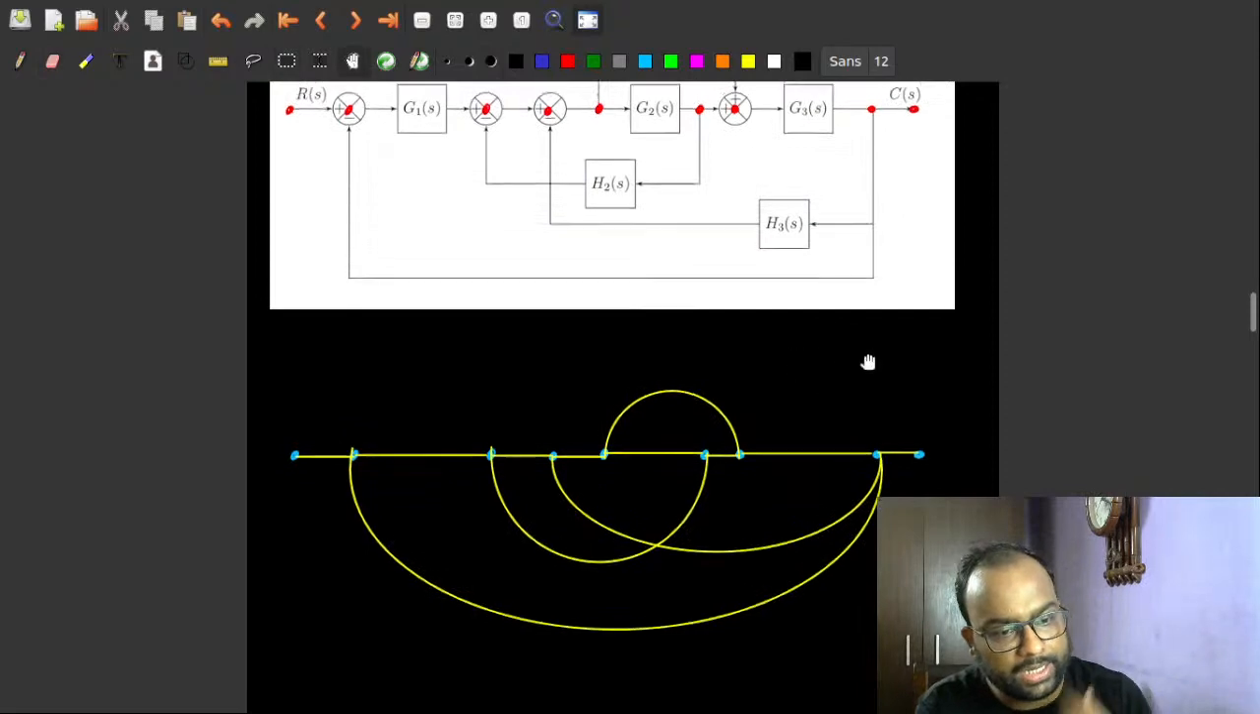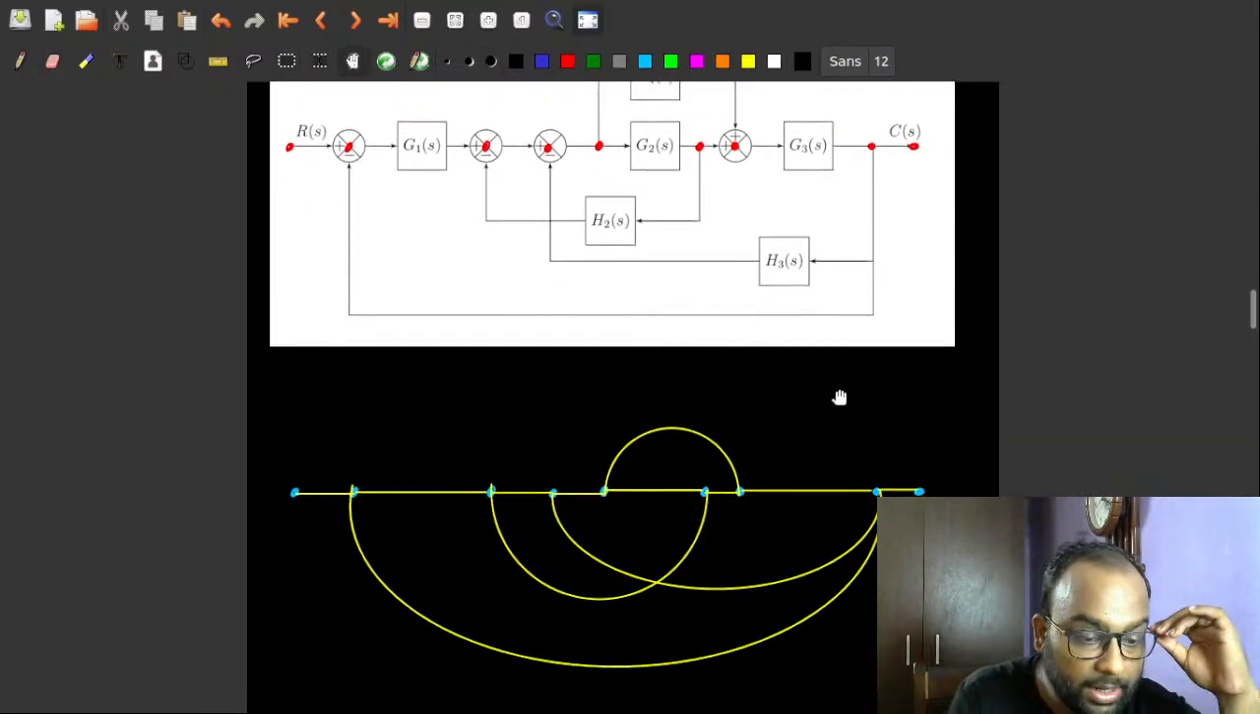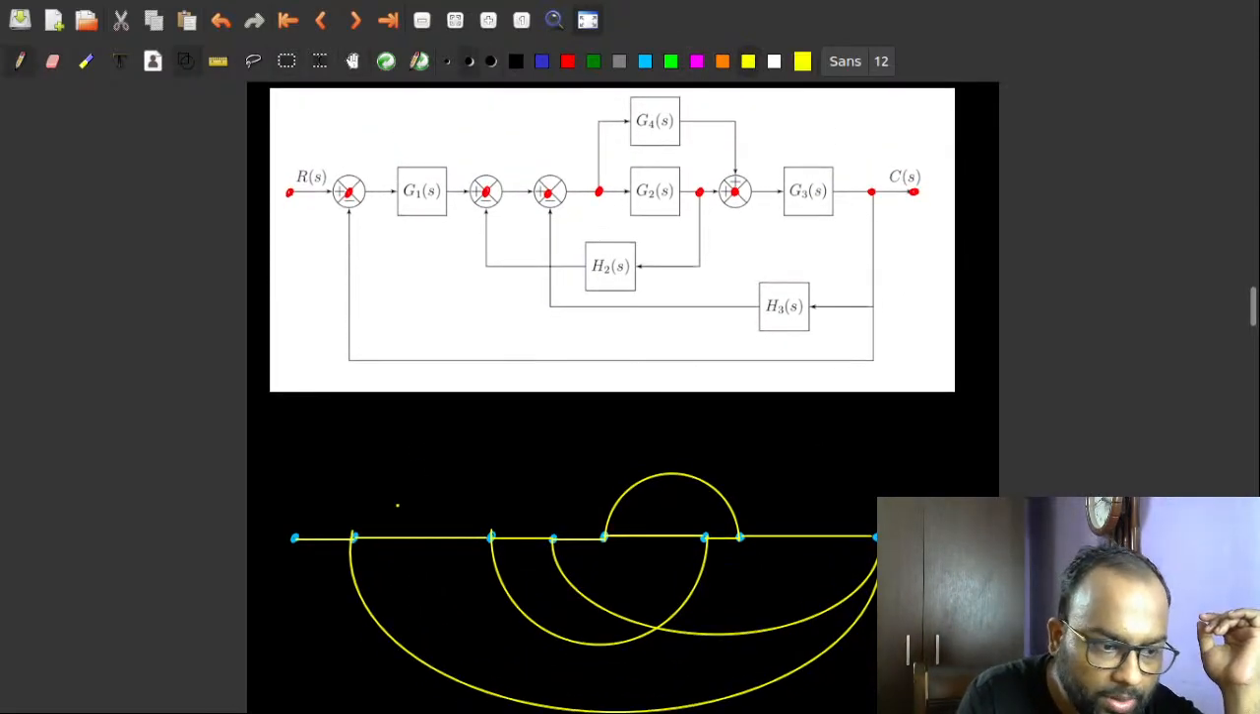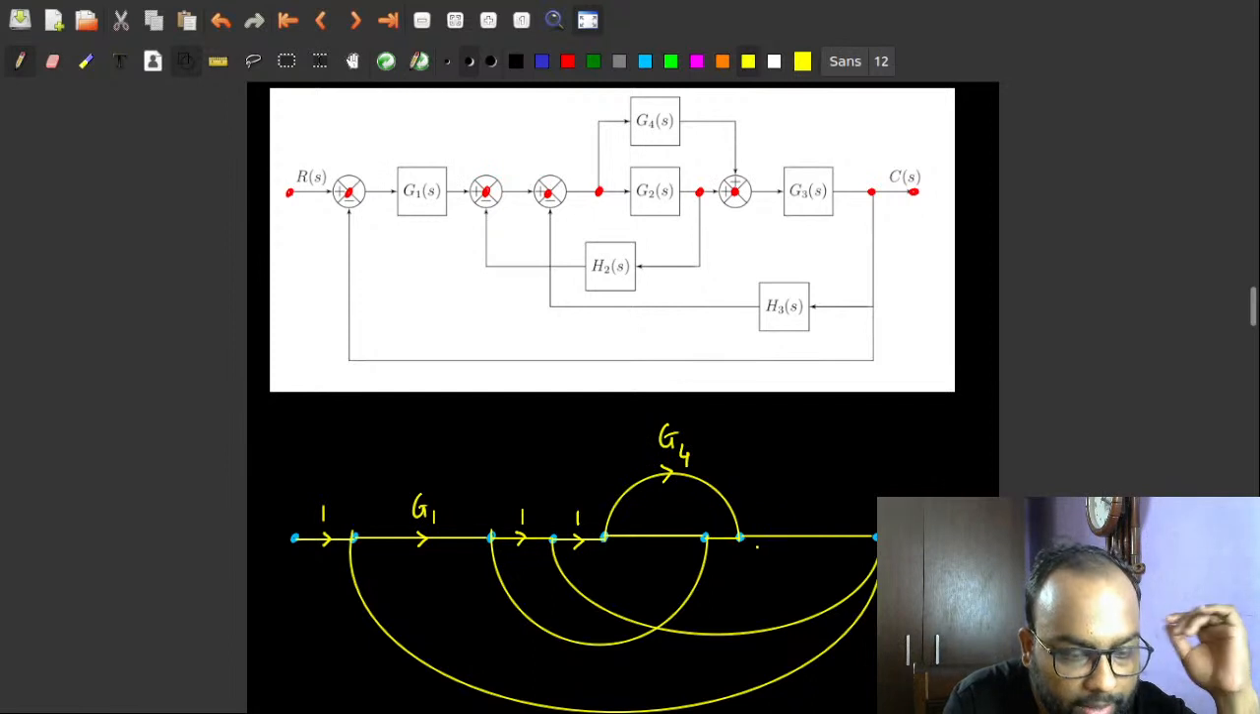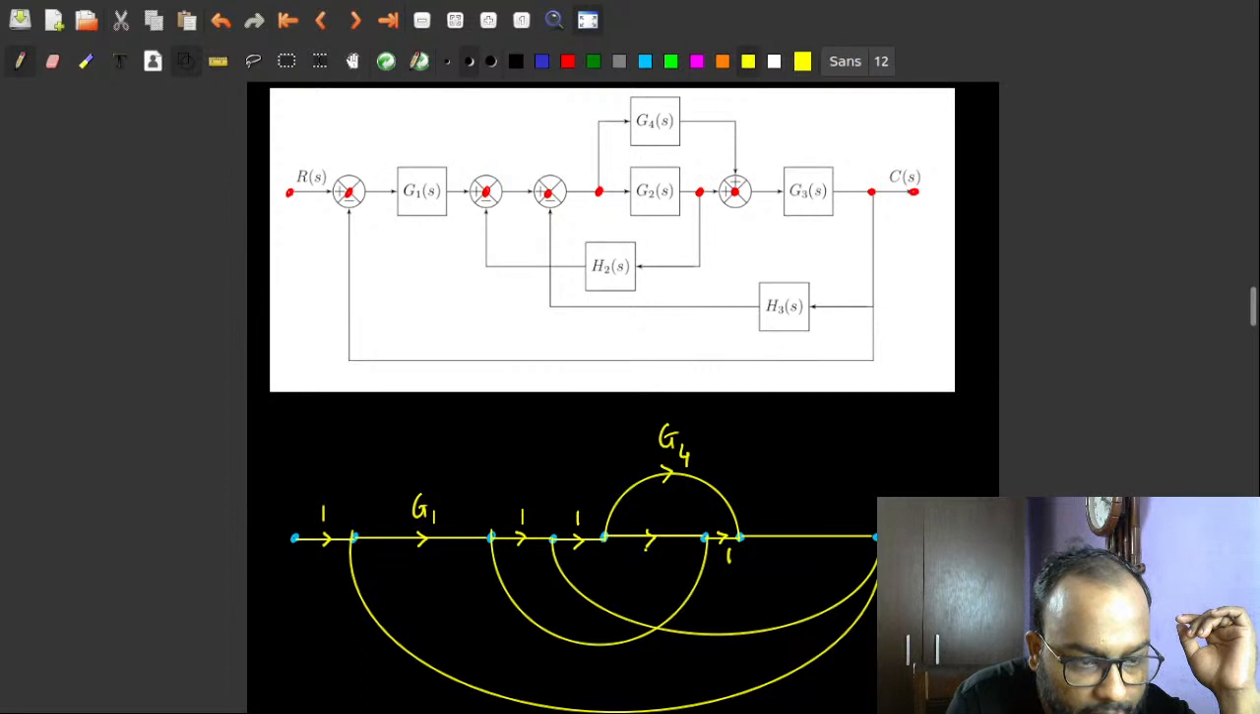I think all the connections are now properly depicted. So if something is missing, please let me know. So let's put the arrows here. We have an arrow here in this direction. We have an arrow in this direction. That's going to be G1, and we have another arrow here. That's one. Okay. All right, so we have another arrow here. That's one. We have another arrow here. That's G4. Okay. And we have another arrow here. That's one. Arrow here. That's G2.